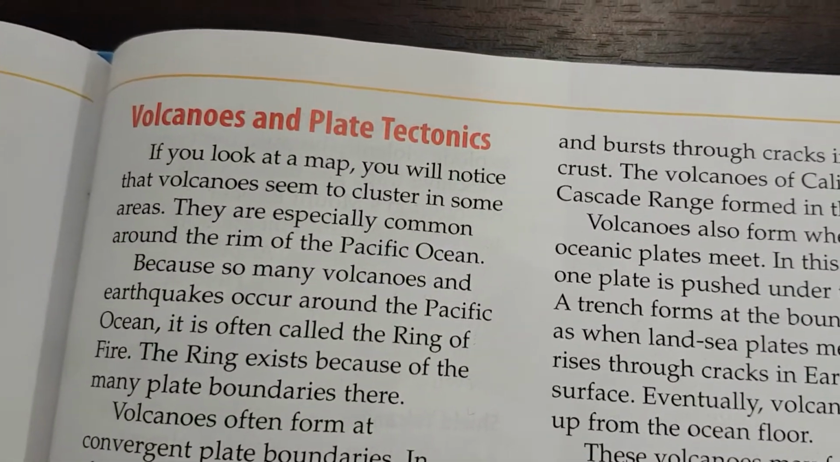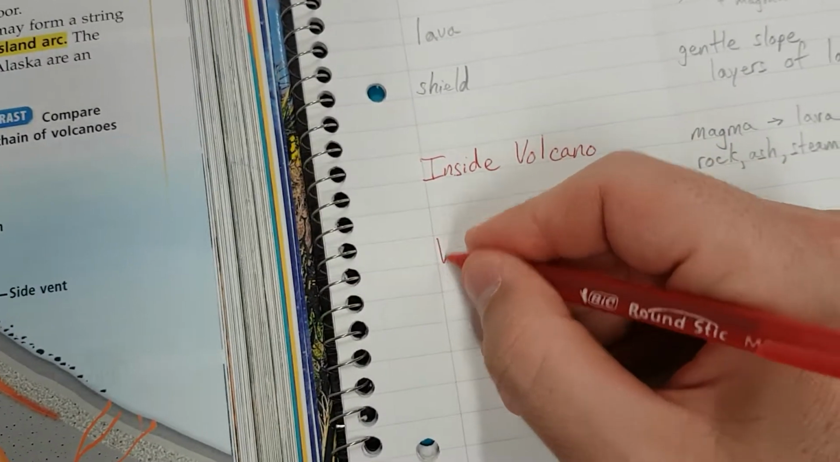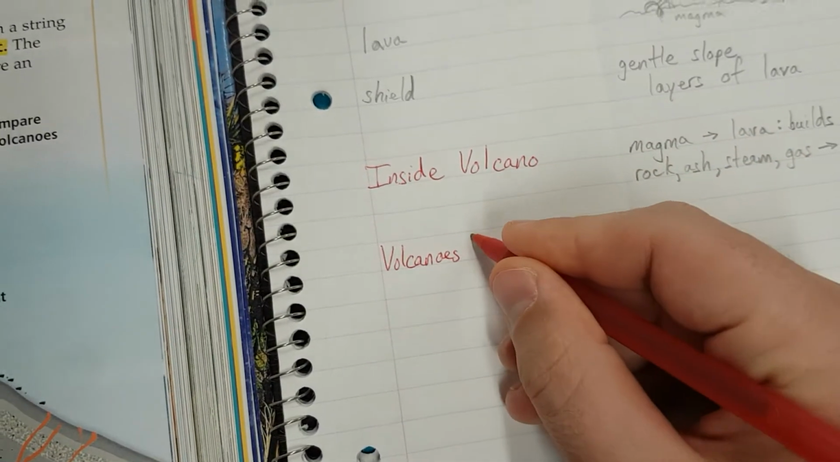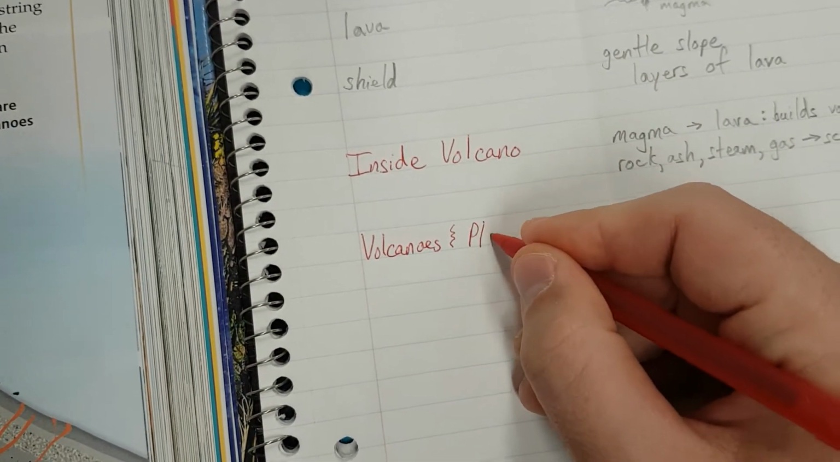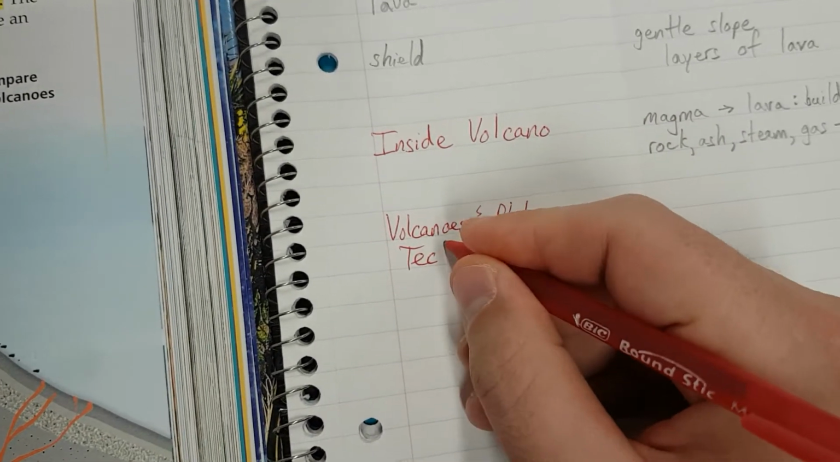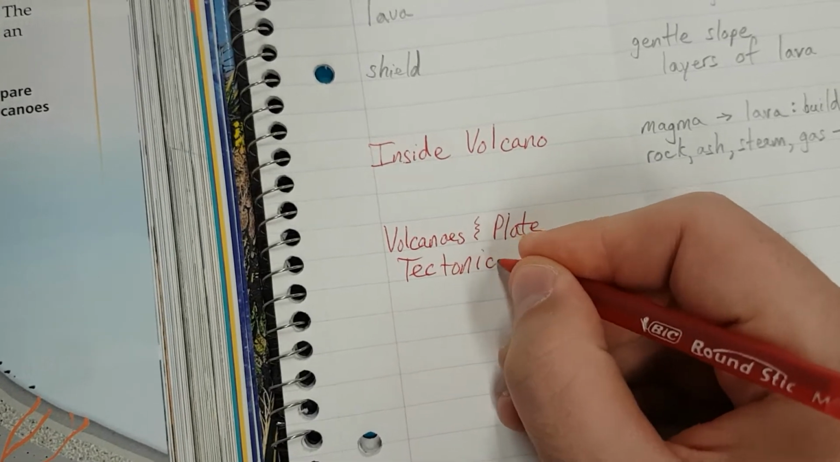New red header, volcanoes, capital V-O-L-C-A-N-O-E-S, and down three down, plate, capital P-L-A-T-E, tectonics, capital T-E-C-T-O-N-I-C-S.